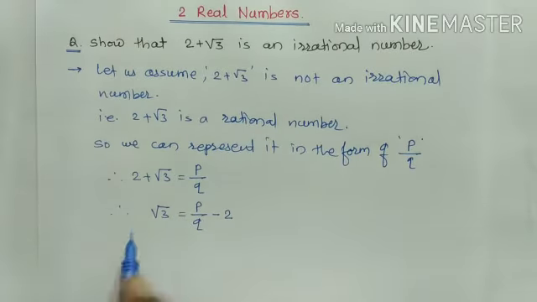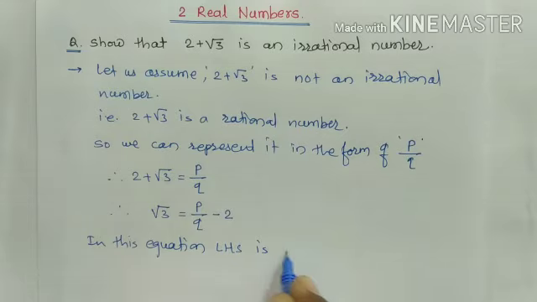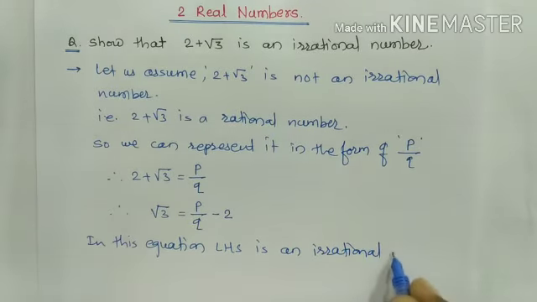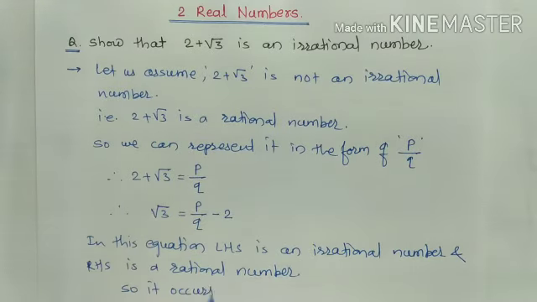So here we write: in this equation, LHS is an irrational number and RHS, that is right hand side, is a rational number. So a contradiction occurs.